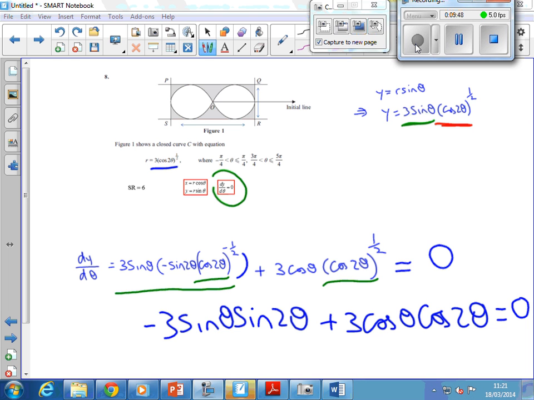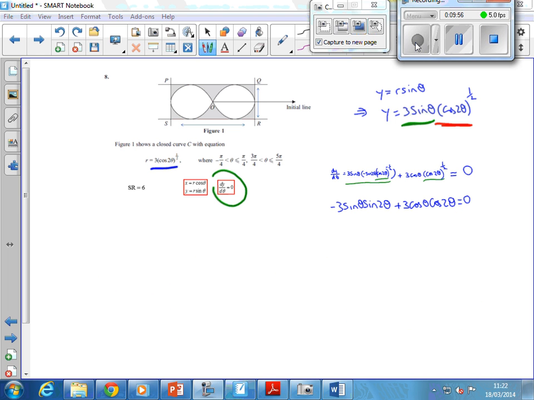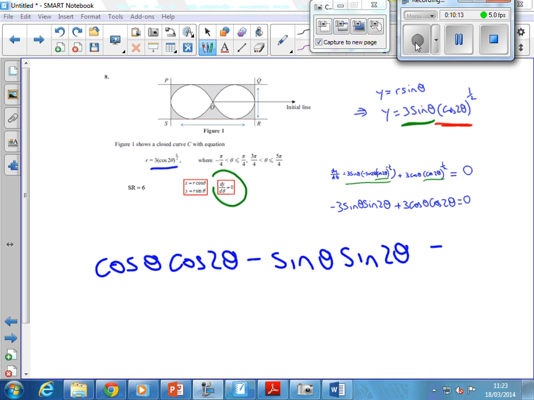Now, it's obvious here that I can divide both sides by 3. So I did that and wrote the positive term in front. I have cos theta times cos of 2 theta minus sine theta times sine of 2 theta, which is equal to 0. Now from here, we have a double angle and a double angle, so we need to use the double angle identity.